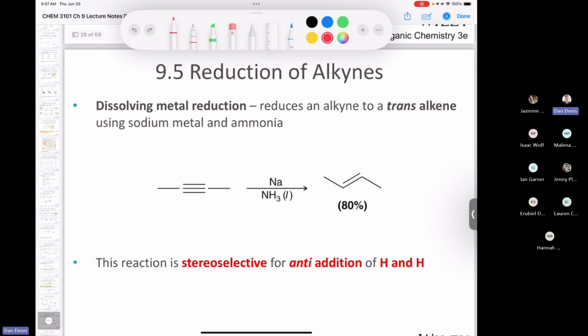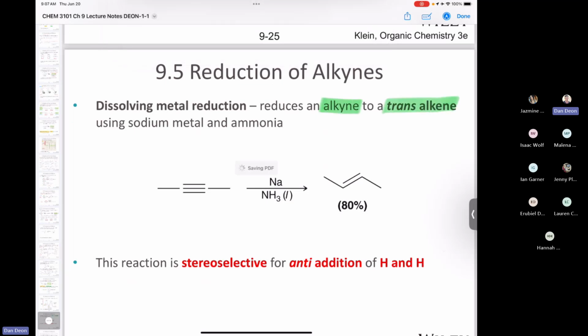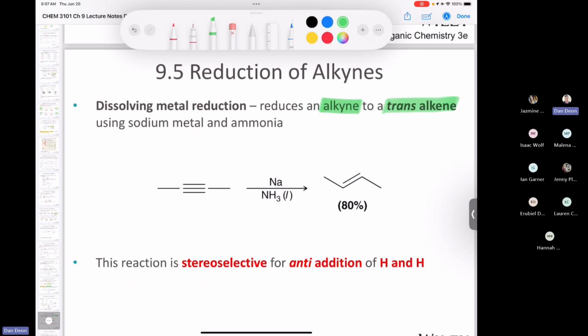Okay, so now we've talked about how to reduce all the way to an alkane and how to make a cis alkene. Well, the next one is what we call a dissolving metal reduction. What that does is it takes your alkyne and converts it to a trans alkene. So for a cis alkene we used poison catalyst, but to make a trans alkene, we use dissolving metal reduction. And you can see that you actually put pure sodium in the reaction. And you guys know that sodium is a metal. It can be dangerous. If it's put in water, it can cause a fire or an explosion. But anyhow, what we do is we put sodium in liquid ammonia, which doesn't cause any kind of problem.